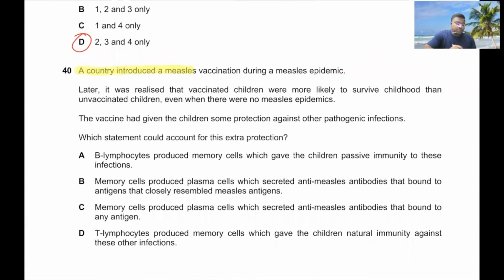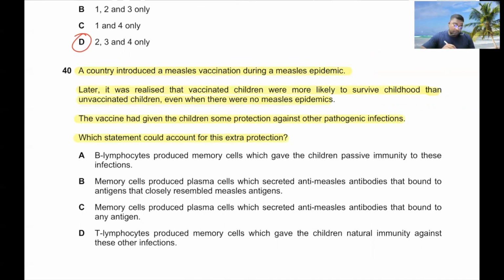A country introduced a measles vaccination during a measles epidemic. Later, it was realized that the vaccinated children were more likely to survive childhood than the unvaccinated children, even when there were no measles epidemics. The vaccine had given the children some protection against other pathogenic infections. What statement could account for this extra protection?